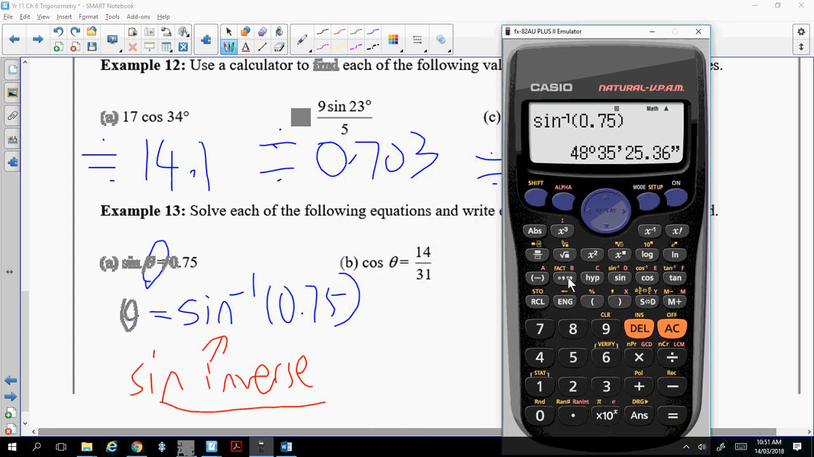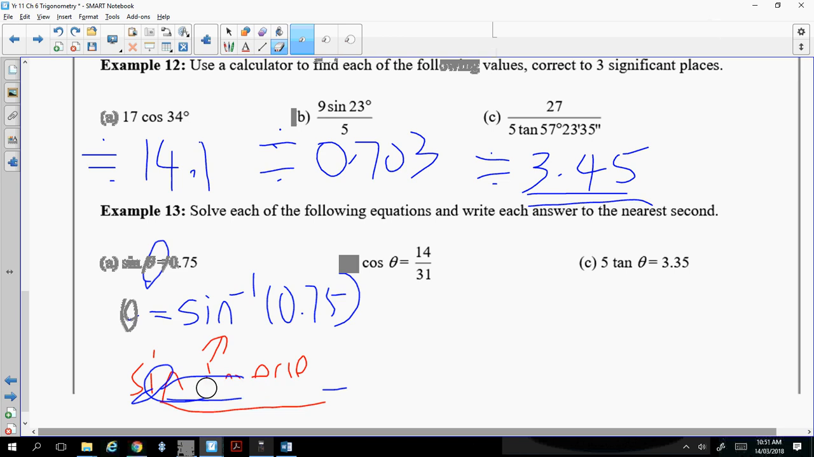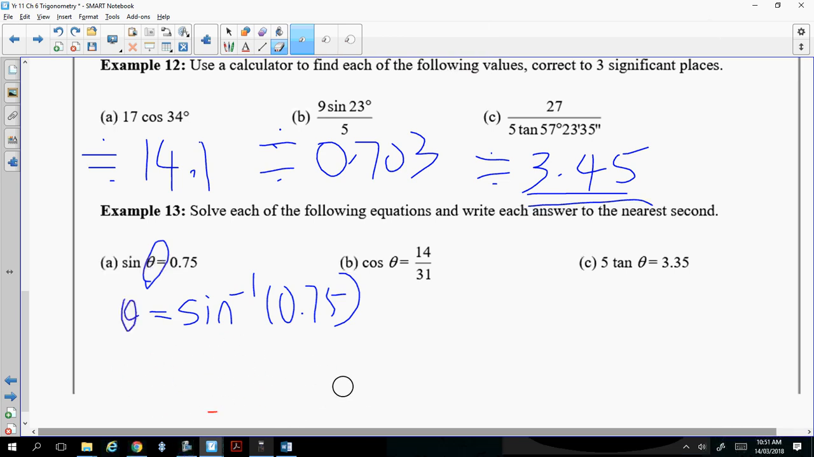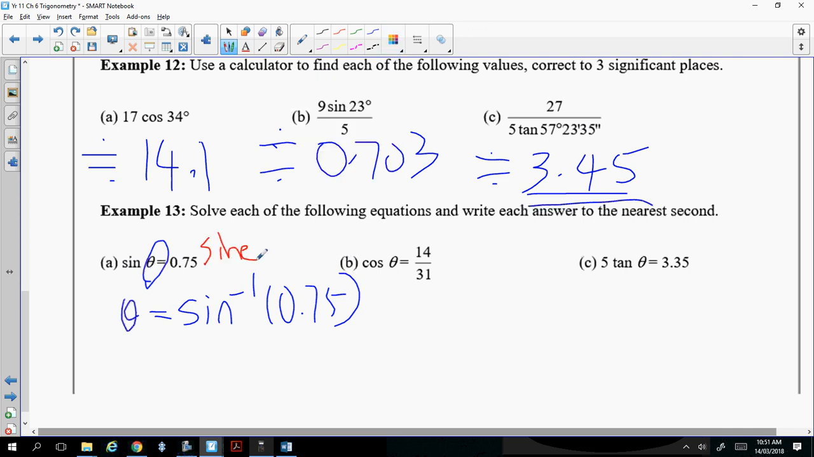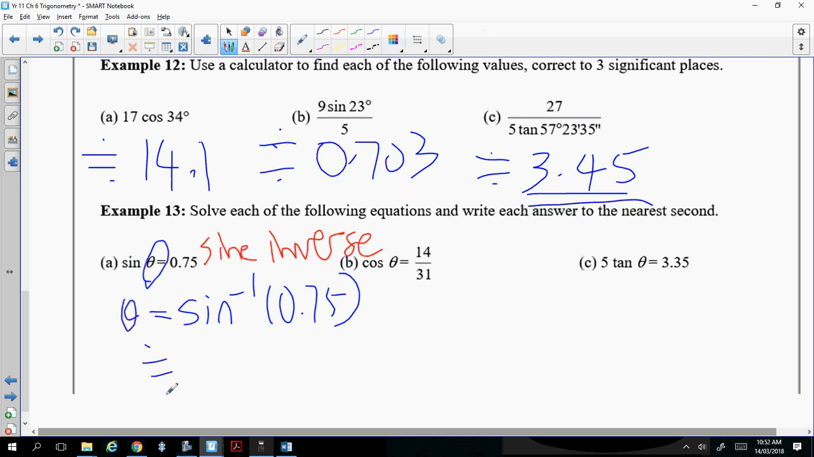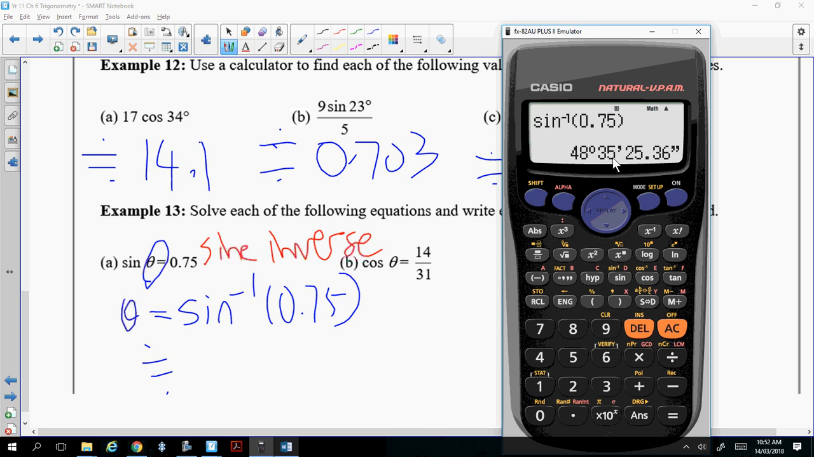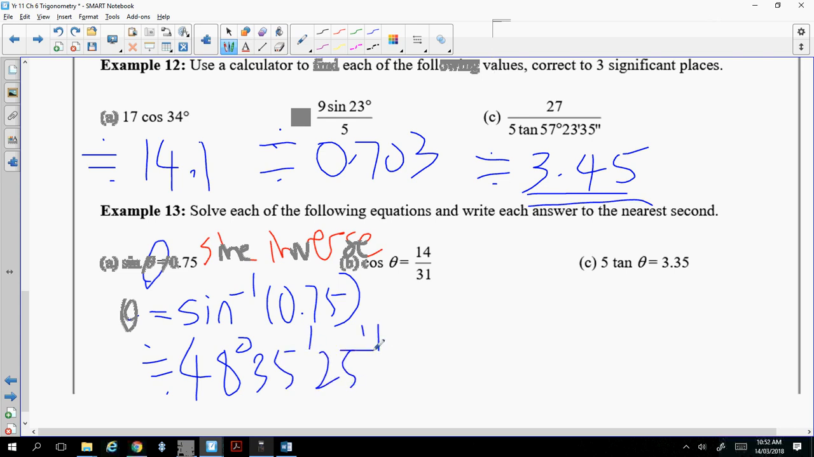Okay, let me rub this off. So you write sine inverse. Okay, good. So what you do is you're going to round to the nearest second. So 48 degrees, 35 minutes, and 25 seconds. 48 degrees, 35, 25. Like that. Now to do that, you have to press shift sine.